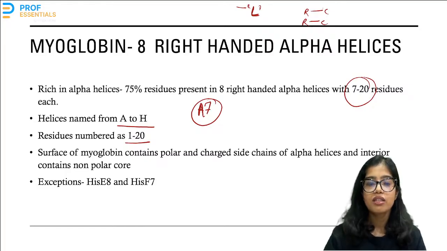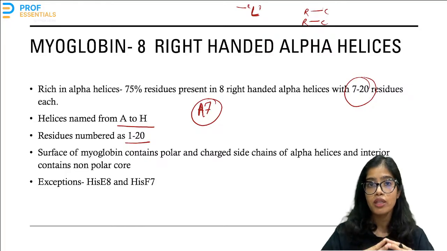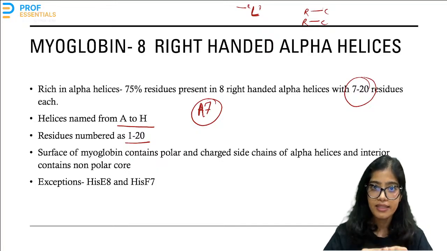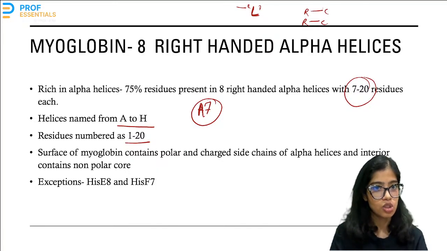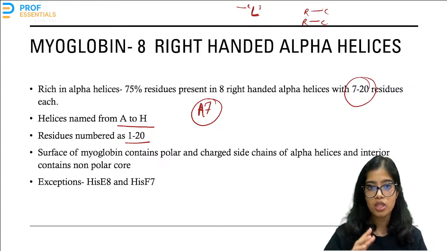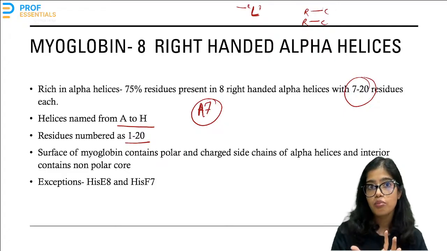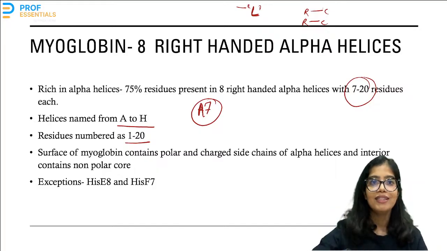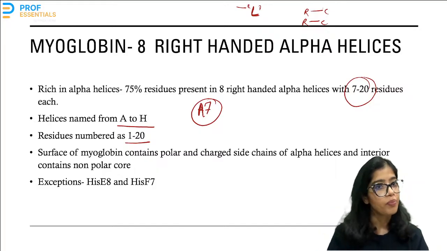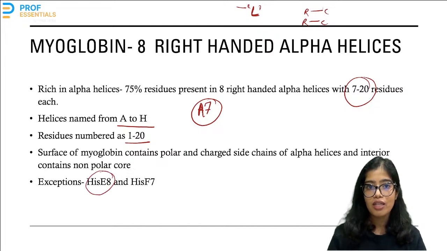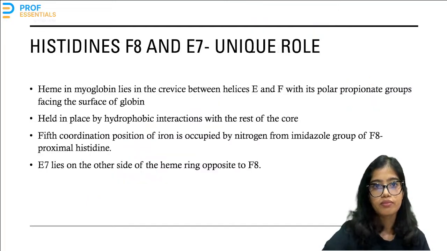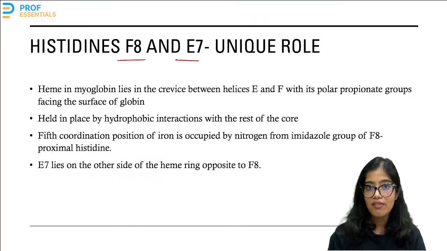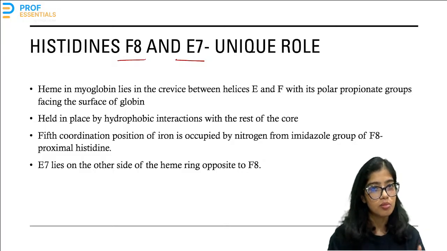Now, like any globular protein, the surface of the globular protein is charged and polar, and the interior is non-polar or uncharged. Similarly, in myoglobin, which is a globular protein, the surface is polar and contains charged side chains of amino acids, and the interior is non-polar or hydrophobic. Exceptions to this are the 2 amino acids we are going to read about: histidine F8 and E7. These are the 2 exceptions, and we are going to read about their unique role in hemoglobin and myoglobin biochemistry and physiology.